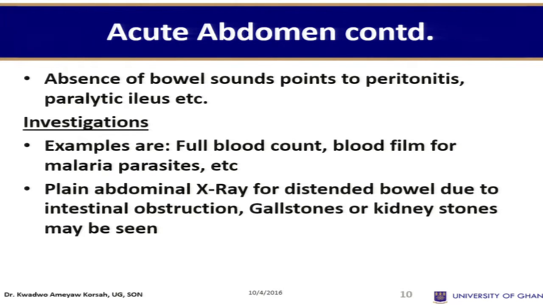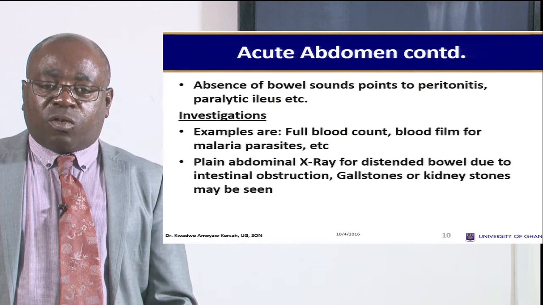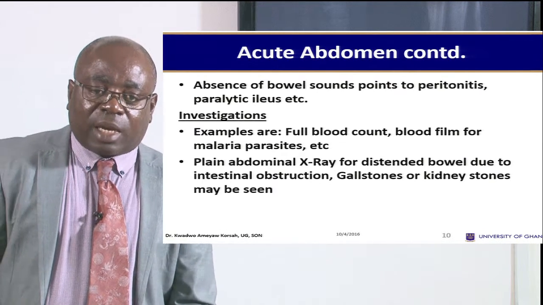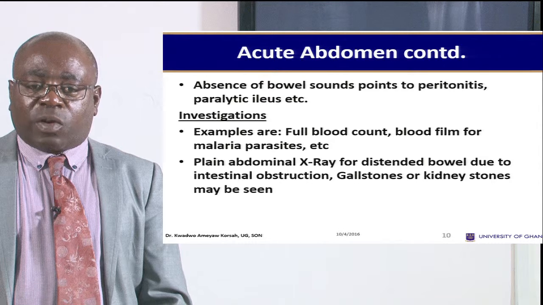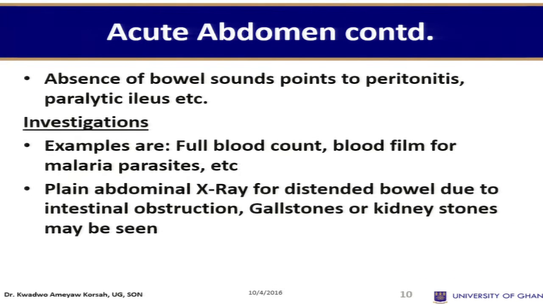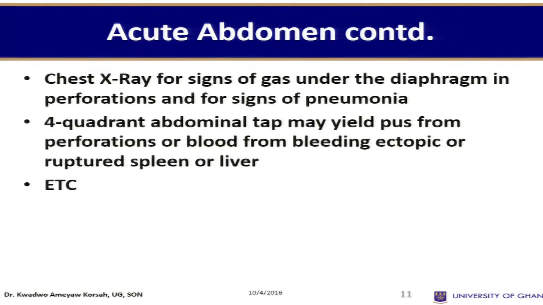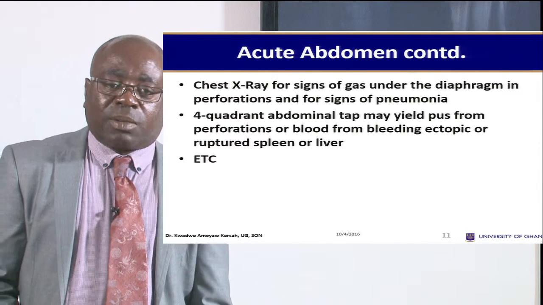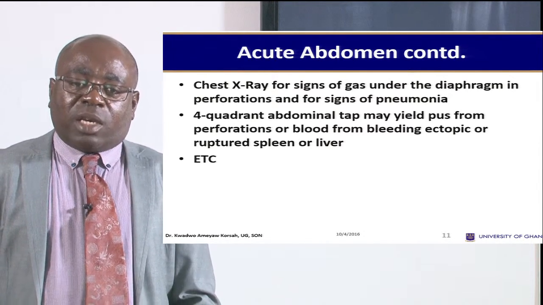And some kind of investigations that we need to do. We have examples here: full blood count, blood film for malaria parasites and others. We have the plain abdominal x-ray for distended abdomen due to intestinal obstruction. Gallstones or kidney stones may also be identified. And we can also do chest x-ray for signs of gas under the diaphragm in perforations. For instance, in typhoid perforation, or even appendix which is perforated or ruptured, and for signs of pneumonia as well.